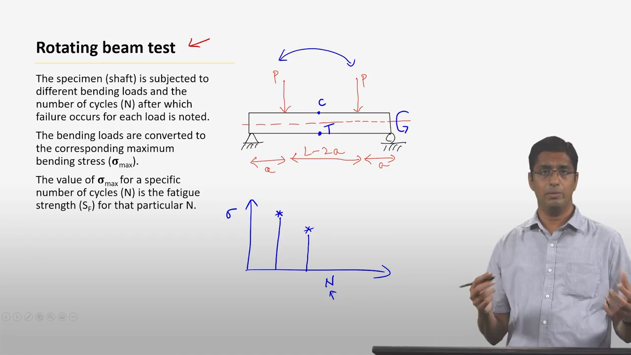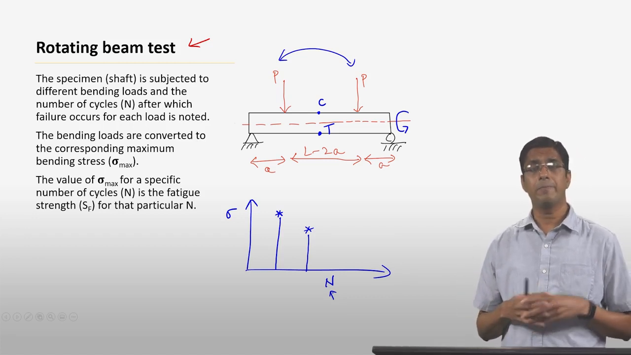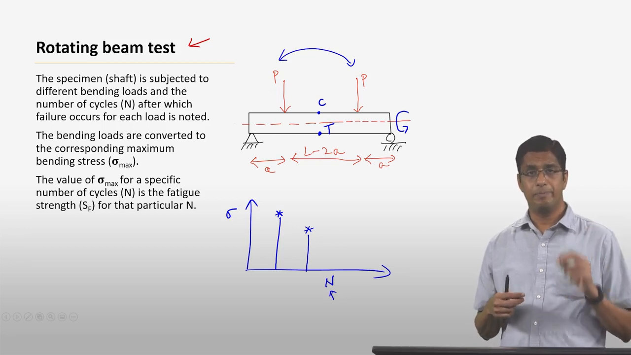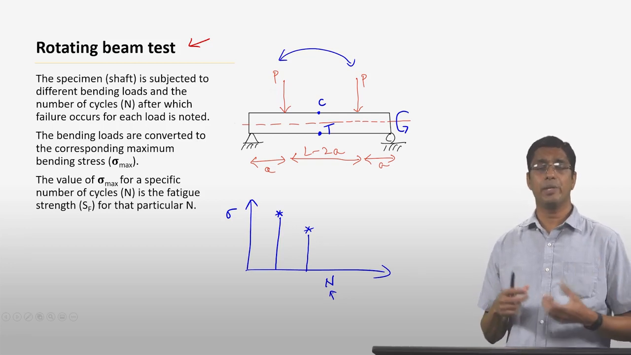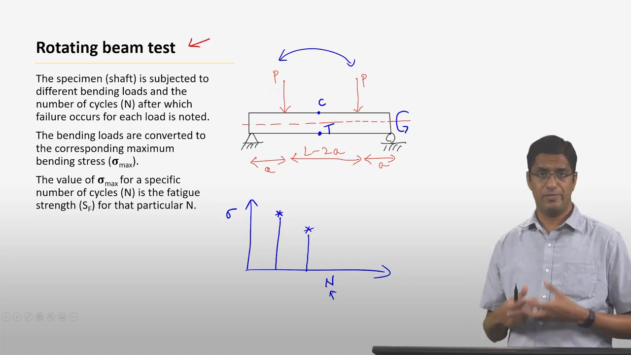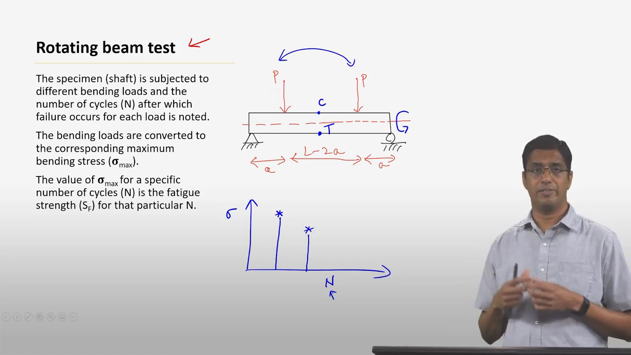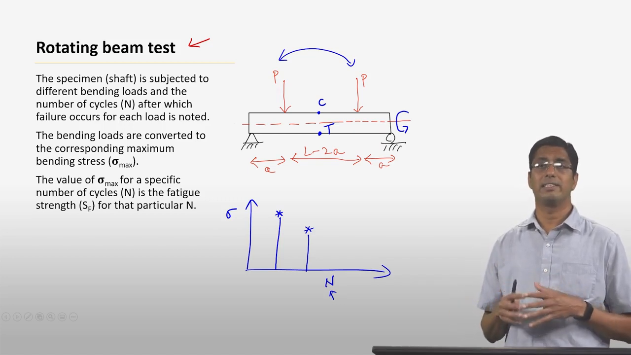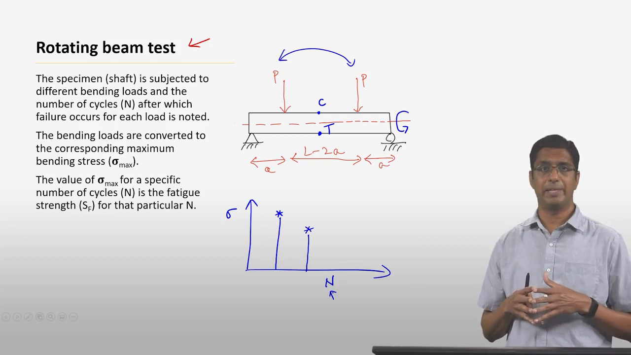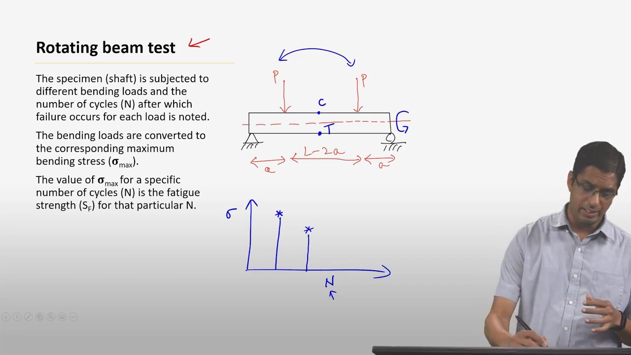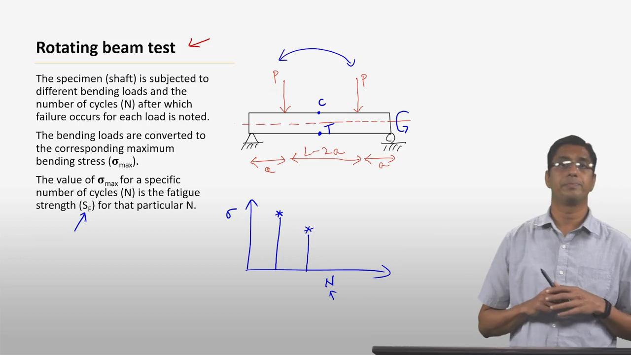Okay, so that is how you characterize the fatigue properties of a material. The maximum stress, or the stress that is required to cause failure for a given number of cycles, is what is called the fatigue strength of the material. It is often denoted by the symbol SF.